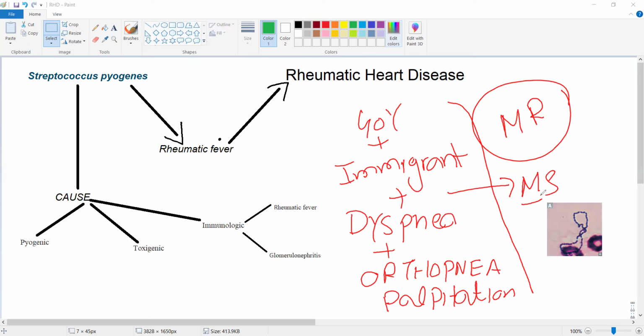Anybody has questions? Please repeat that differentiation again. You are breaking up while explaining. I'm saying a 50-year-old male immigrant with dyspnea, orthopnea, palpitation, right? So the pathology is mitral stenosis because the age is more than 30.